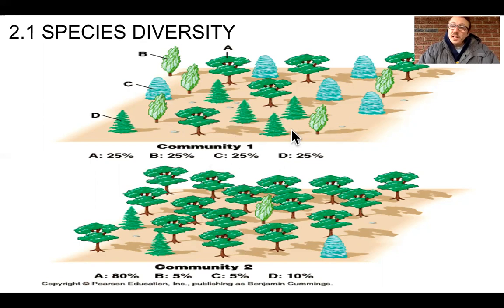And you know by just looking at this, it's like, no, I think Community 1 is more biodiverse than Community 2. Can anyone tell me why Community 1 is more biodiverse than Community 2, despite having the same number of species? You can type it in the chat.